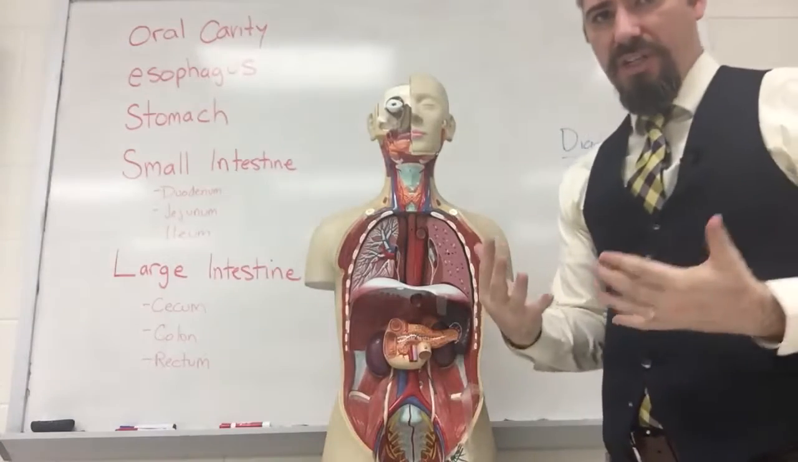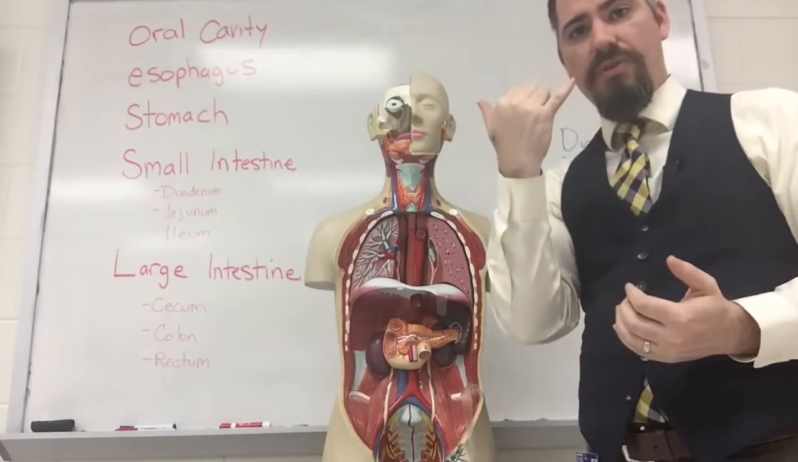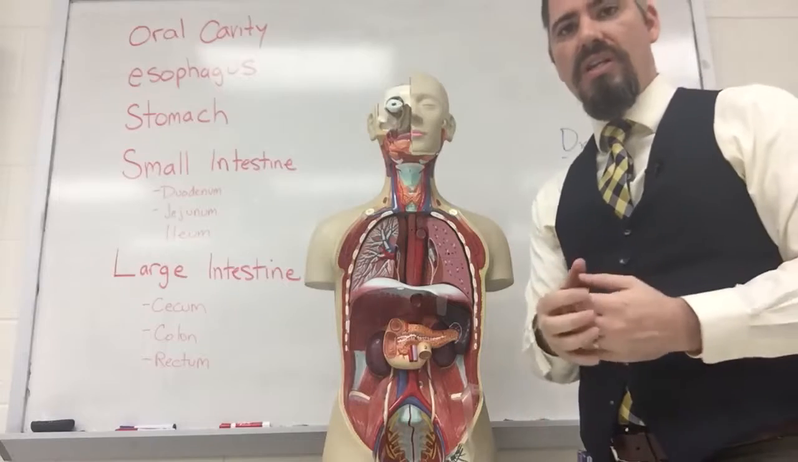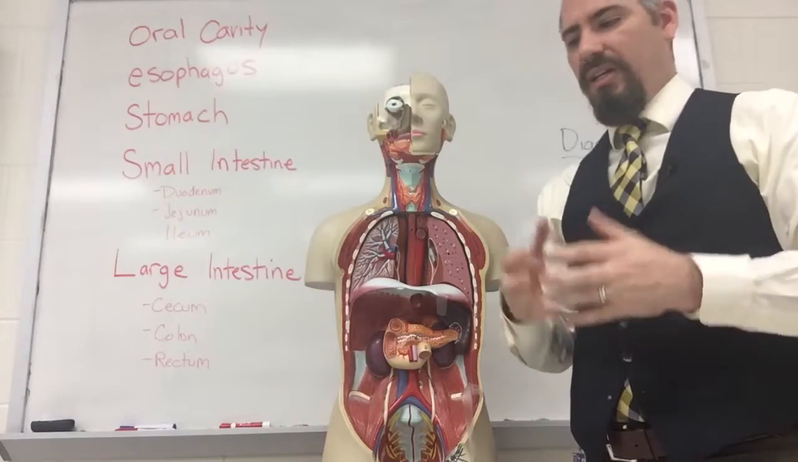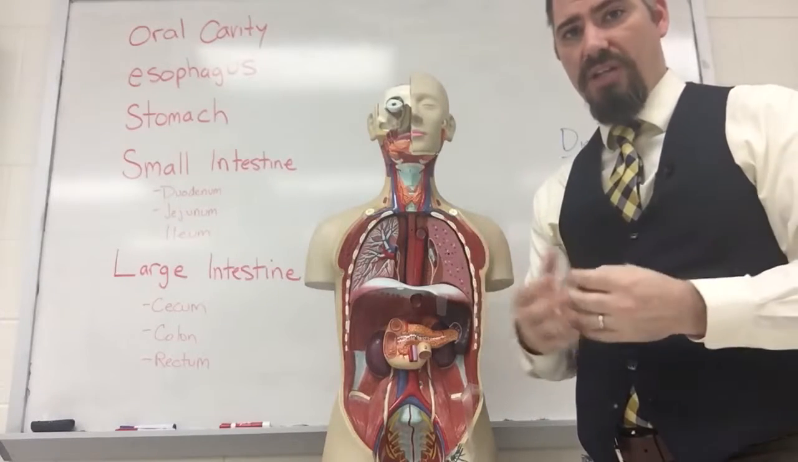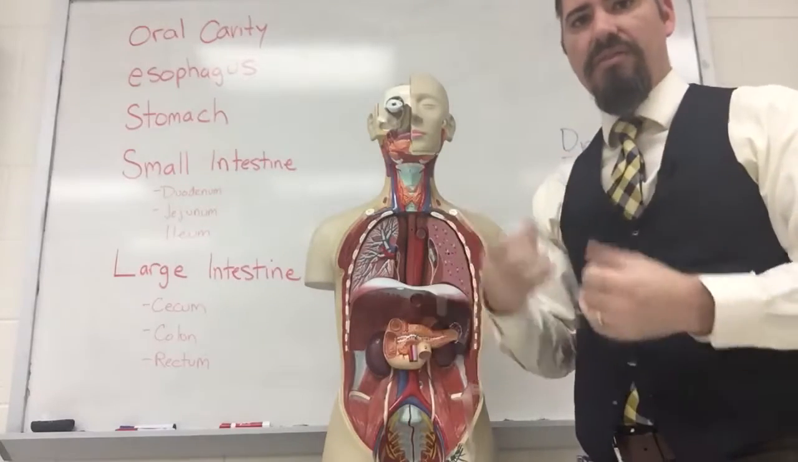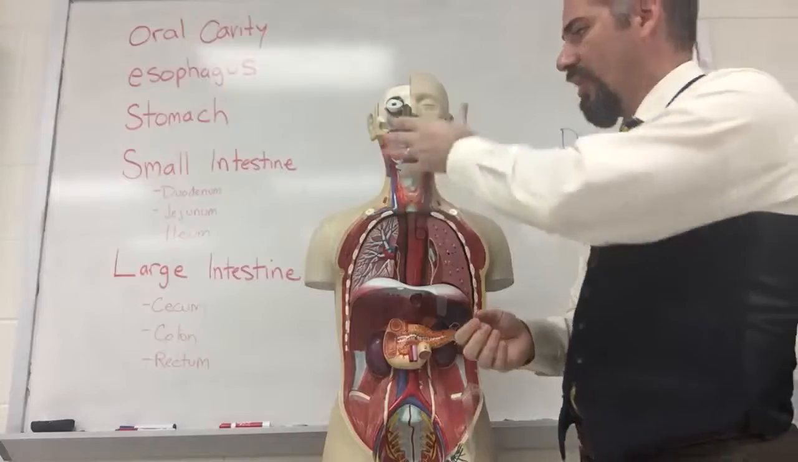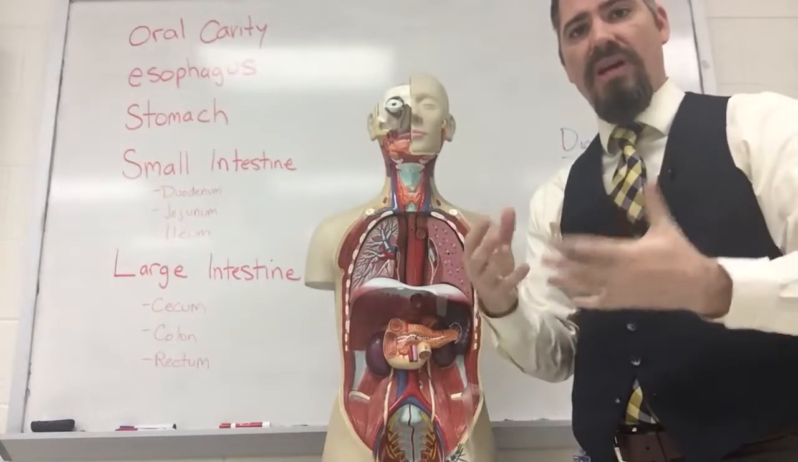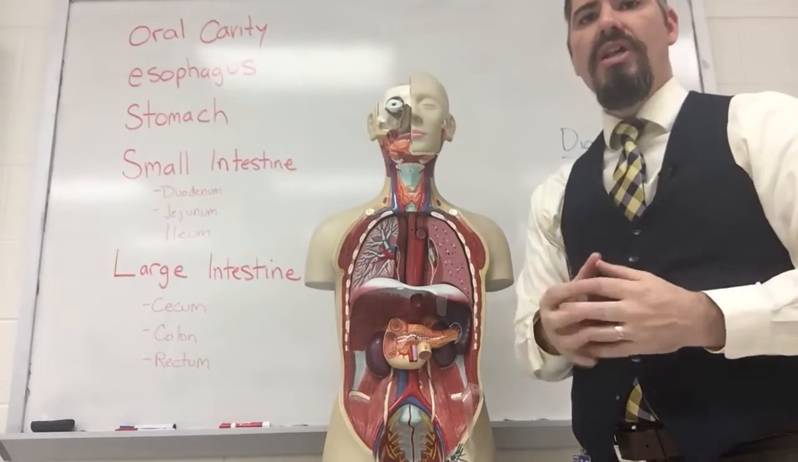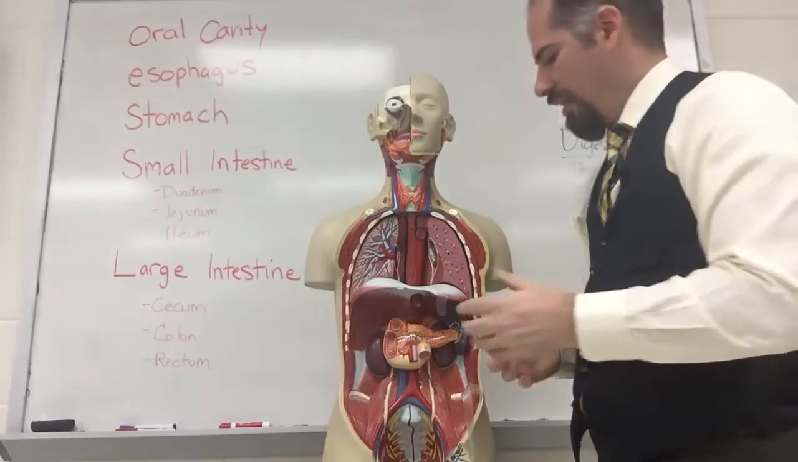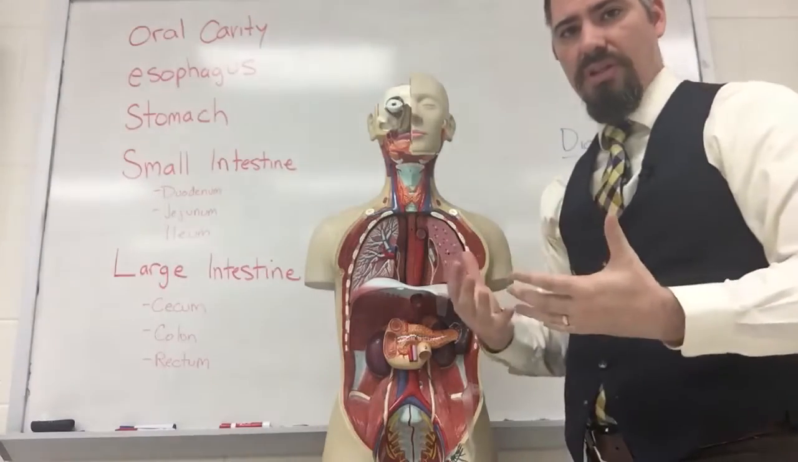Those parts of the digestive system that are part of the 30-foot tube from mouth all the way through, ending with the anus, are called the alimentary canal, the GI tract. And the other organs, such as the liver, the pancreas, the gallbladder, as well as salivary glands and other things that don't have food, they're not part of the actual tube, those are called the accessory organs of digestion.